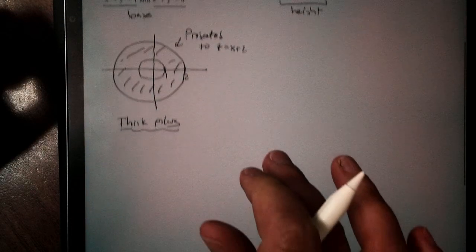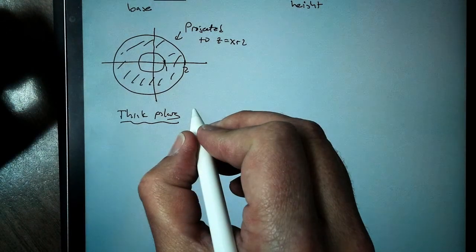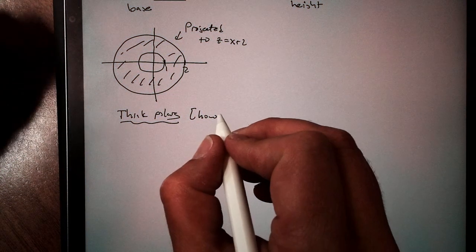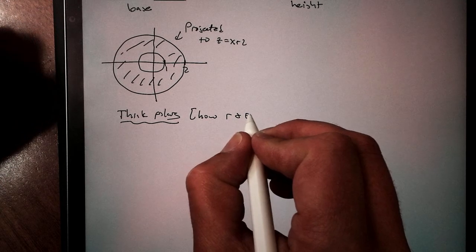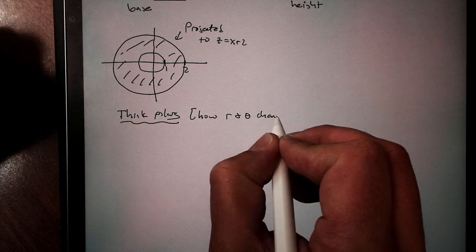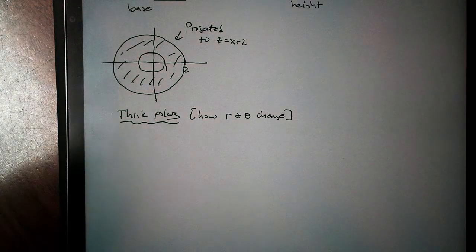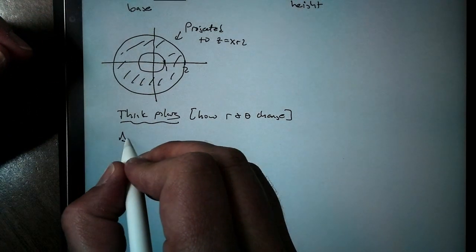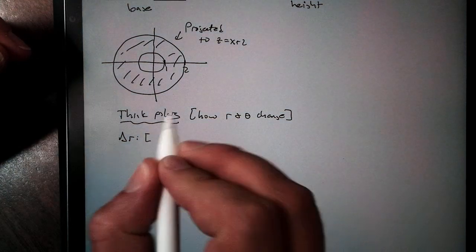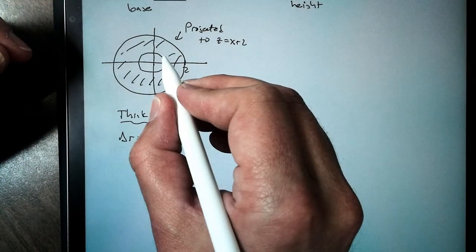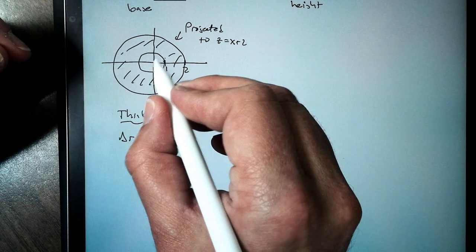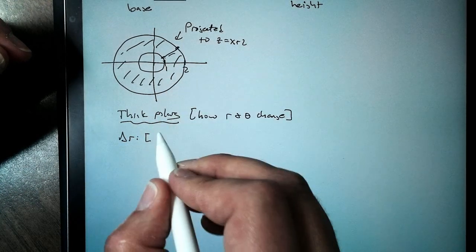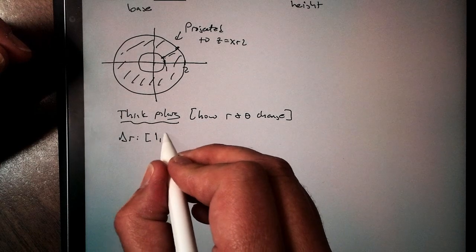Another way to think polars: I want to know how r and theta change, the radius and the angle. That's what I'm going to be thinking about. How does r and theta change here? Well, I know that my radius starts at 1. I only want the shaded region, so my minimum radius is 1. My maximum radius is 2. So my radius is going to go from 1 to 2.